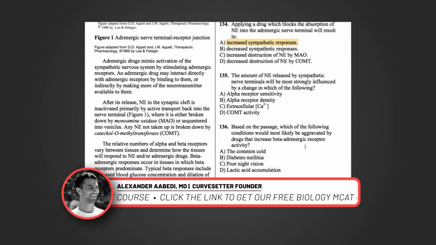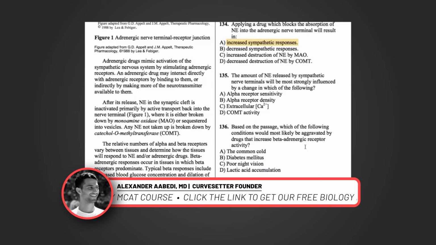Okay, let's do 135. The amount of norepinephrine released by sympathetic nerve terminals will be most strongly influenced by a change in which of the following? This is what I was talking about earlier when I was giving the background about how synaptic transduction works. The amount of NE released by the nerve terminal, so that's the amount that the neuron itself releases, is going to be influenced by what? A, alpha receptor sensitivity. B says alpha receptor density.